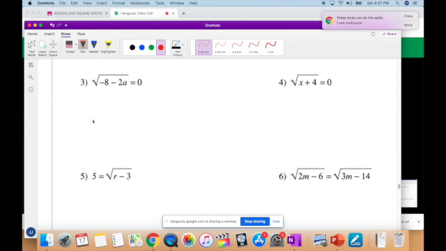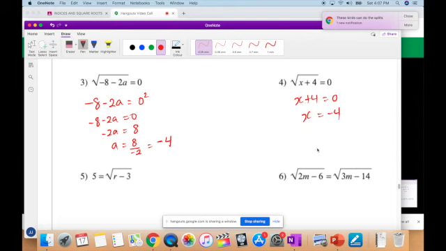Yes, sir. Right? Ooh, this one is a tricky one. Minus 8 minus 2a is equal to 0 squared. Well, 0 squared is 0. So negative 8 minus 2a is 0. Negative 2a is equal to positive 8. A is equal to positive 8 divided by negative 2, which is negative 4. Yeah? Same thing here. x plus 4 is equal to 0, because 0 squared is 0. Therefore, x is equal to negative 4. Yeah?